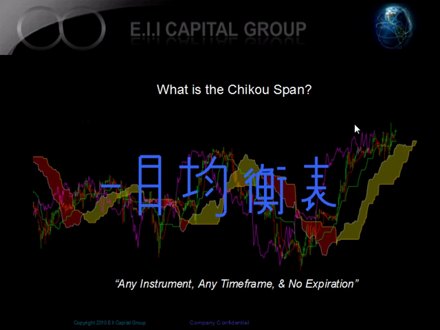Today we're going to be discussing the Chikou span, which is the third Ichimoku indicator that's available out there. This is the fourth video in a series of six or seven that we're going to be creating, covering all of the individual Ichimoku indicators.